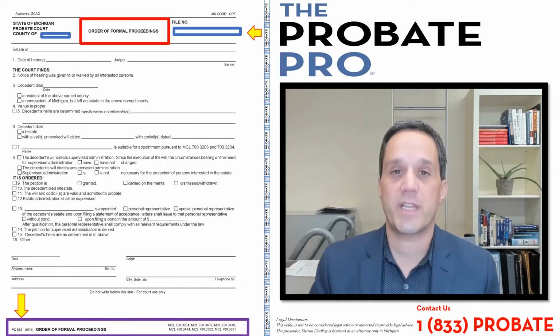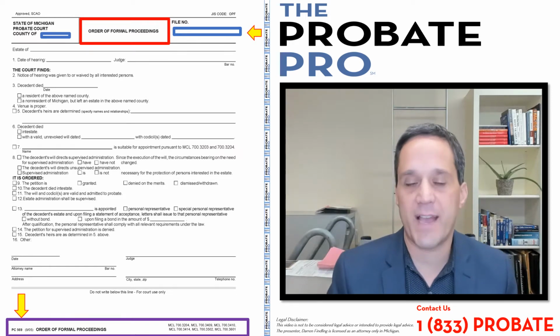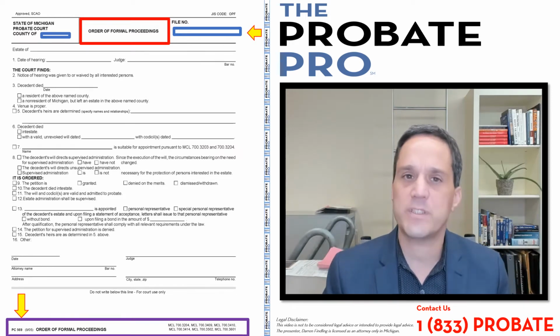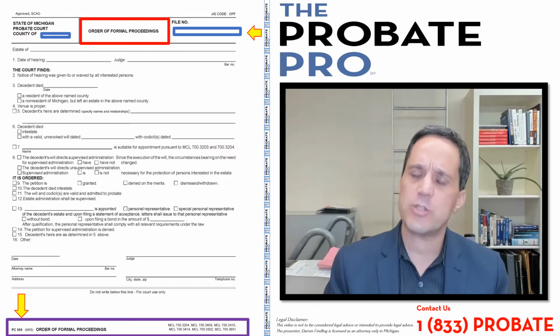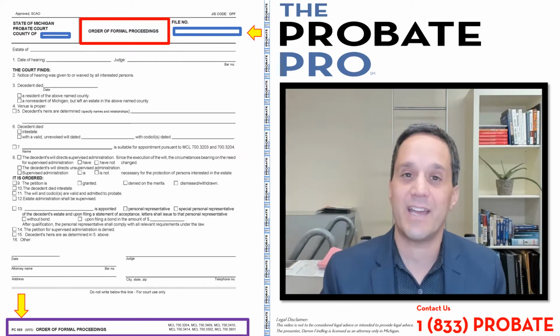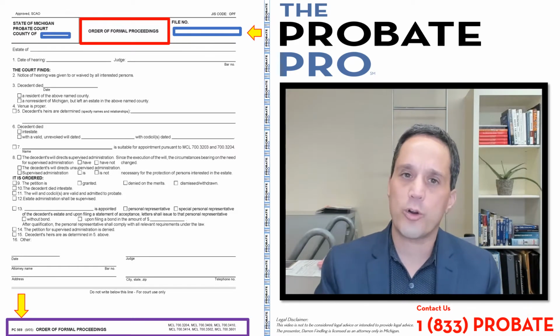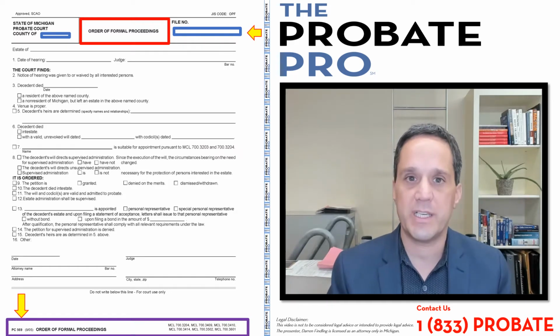Hi, I'm Darren Findling of the Probate Pro, and we're going to examine SCAO Form PC 569. SCAO for State Court Administrative Office, PC for Probate Court. And this order, the order of formal proceedings, is exactly as the title says. It is the order following the hearing in which you have filed a petition for probate to commence a deceased probate estate. It is a formal proceeding.